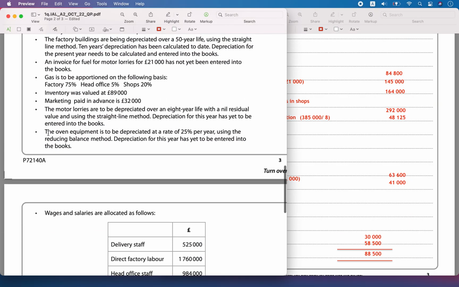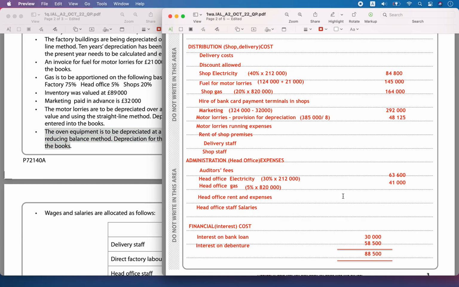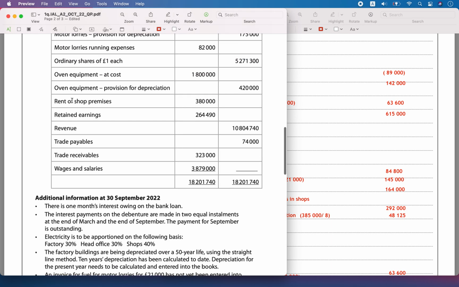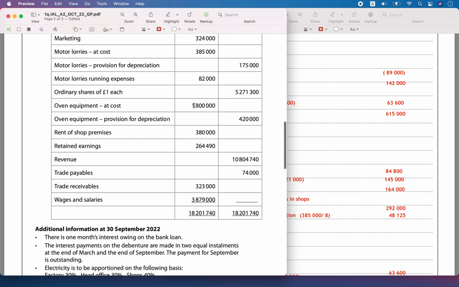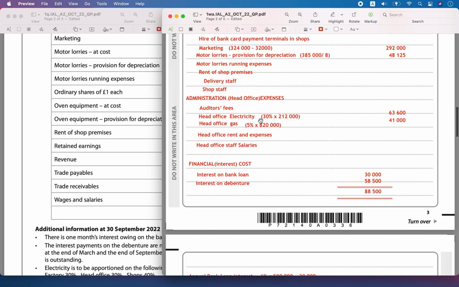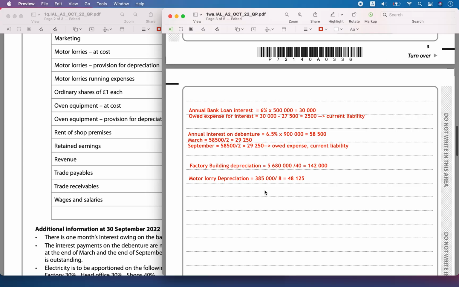Then it says that the oven equipment is to be depreciated at the rate of 25% per year using the reducing balance method. Depreciation for this year is yet to be entered into the books. For the oven equipment, let's calculate the depreciation. It's cost minus the depreciation, times the rate.